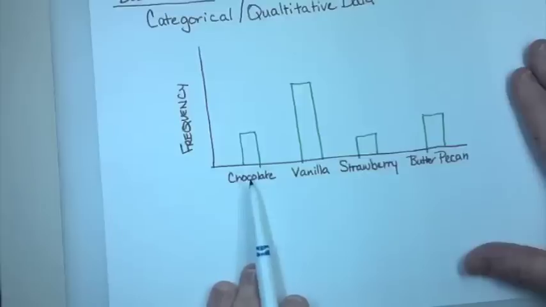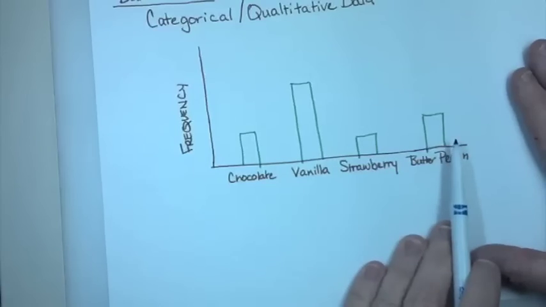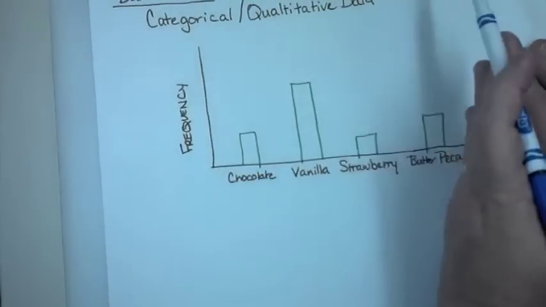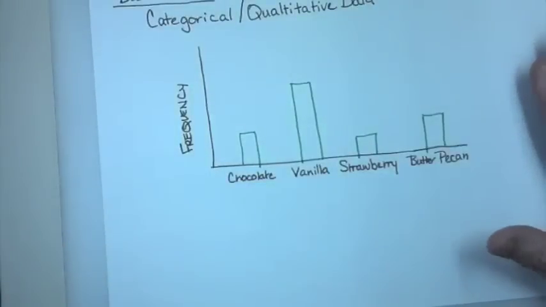It's because I can't really say that chocolate goes into vanilla and vanilla goes into strawberry and strawberry goes into butter pecan. They are each their own individual thing. So that is why they have an individual bar. We'll talk more about categorical and qualitative data later in the course.